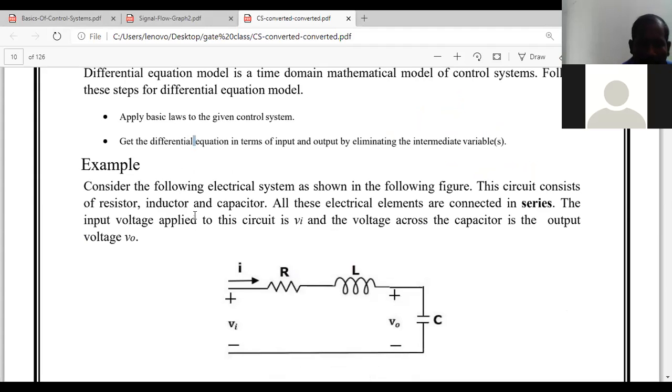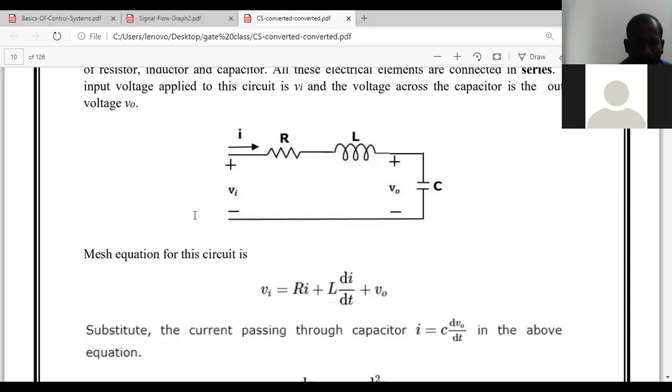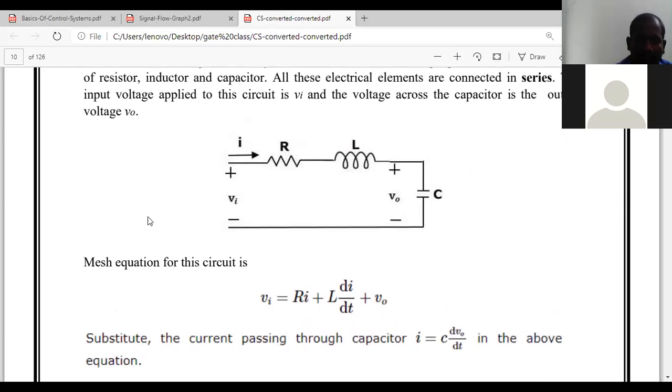For finding the transfer function in an electrical control system, we will be using nodal equations, Kirchhoff voltage law and Kirchhoff current law. For example, if you apply the Kirchhoff voltage law here, Vi is equal to I into R plus L into di by dt plus the voltage across the capacitor, V naught.